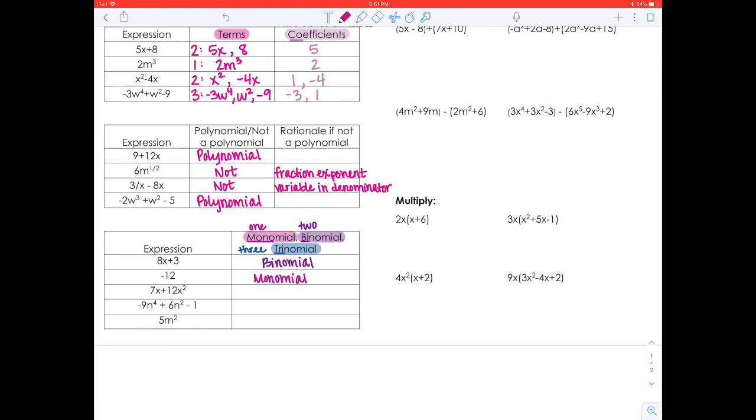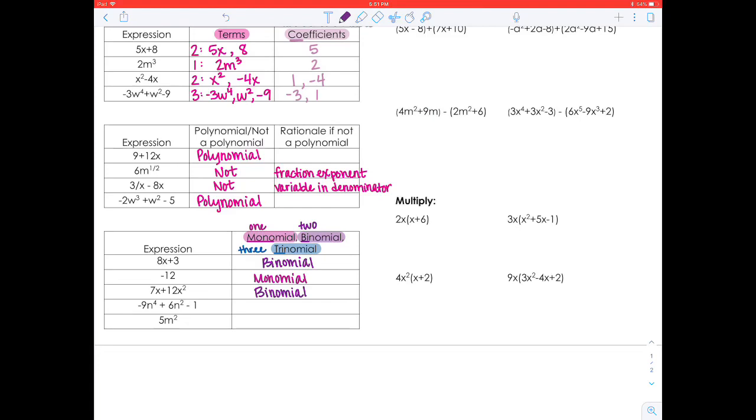Okay, next we have 7x plus 12x squared. That's 2 different terms. They're only separated by 1 addition sign, so that is another binomial. Looks a little bit different than the binomial from before, but that's okay. What makes them a binomial is that they're only 2 terms. They can have different types of terms, but the fact that they only have 2 makes them a binomial.